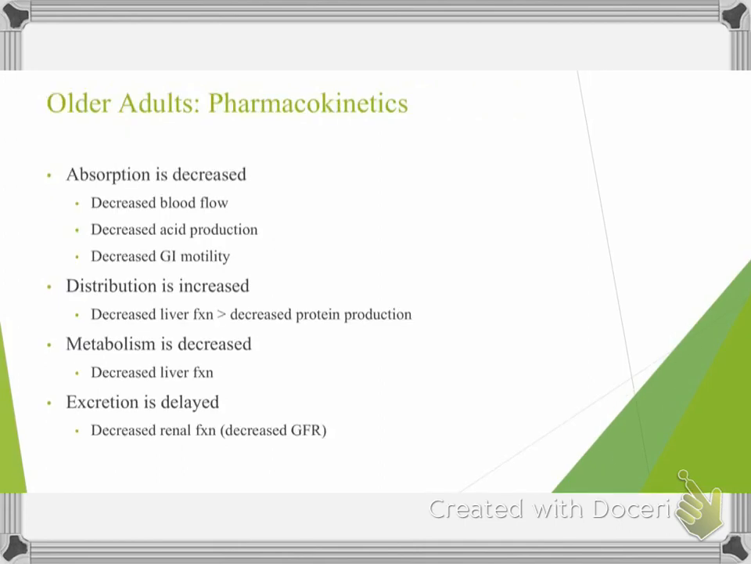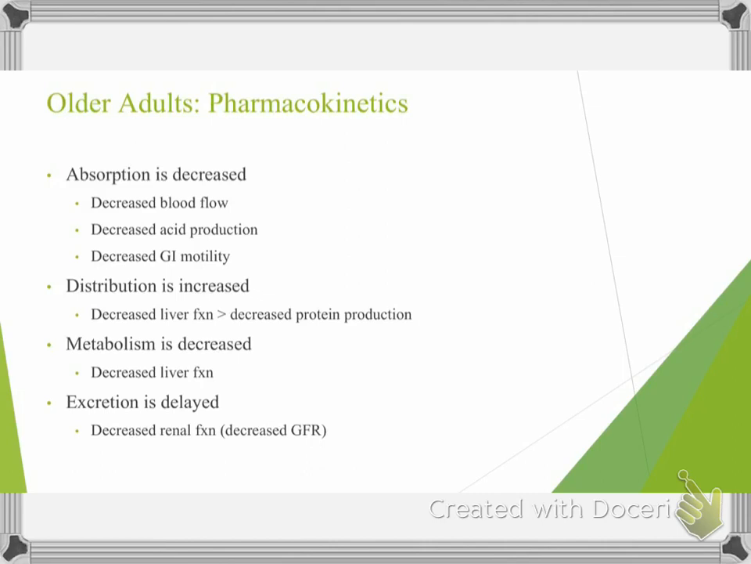So pharmacokinetics. Older adults have decreased cardiac output from atherosclerosis, which causes decreased perfusion to your liver and your kidneys. If you have decreased perfusion to your liver and your kidneys, you're going to have decreased function and poor circulation, okay? So absorption is decreased from decreased circulation, right? Decreased blood flow, decreased acid production, decreased GI motility. They often have constipation. Distribution is increased.